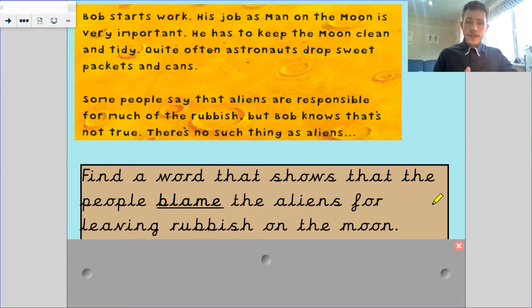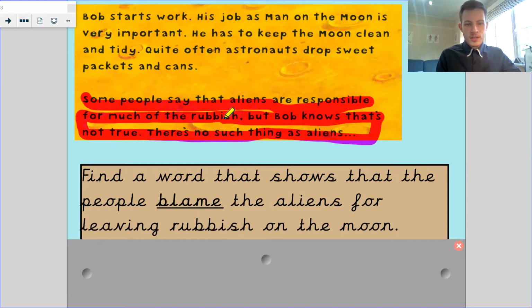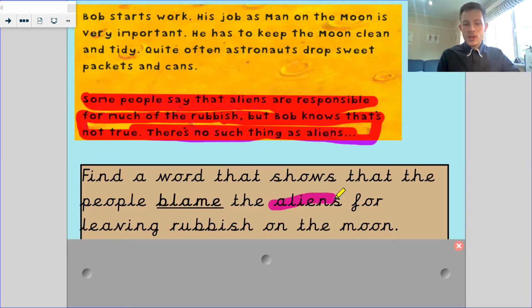Well, once you've had that discussion and come back to the video, you have seen that we're looking for a word that means blame, and we're looking for something to do with the aliens. This is the only part of the text that mentions aliens. These two sentences here are the only ones that mention aliens. There's no mention of it up there, so it can't be up there. Now, it says some people say that aliens are responsible for much of the rubbish. That first part of the sentence has something to do with aliens and something to do with leaving rubbish. So it's got to be in this part.